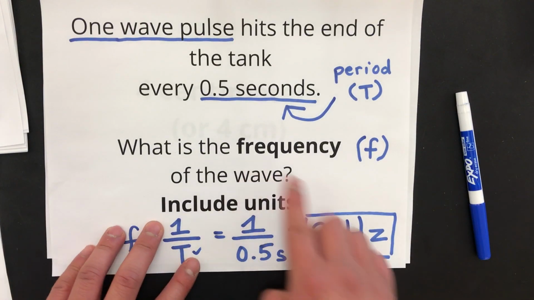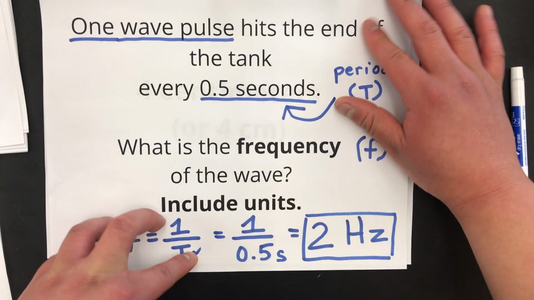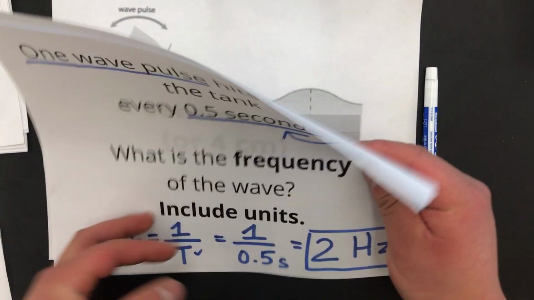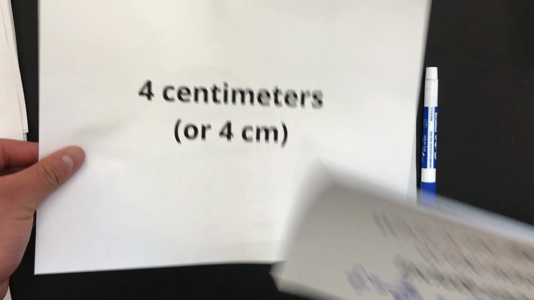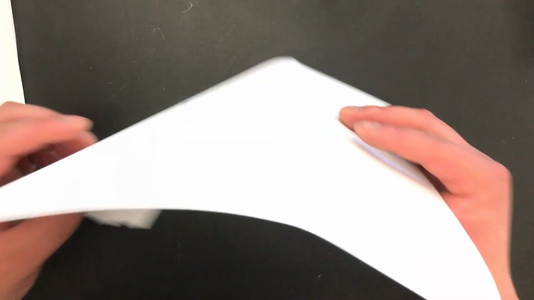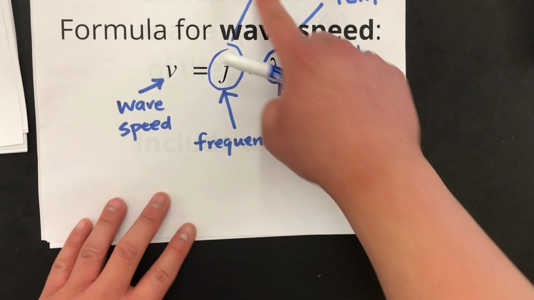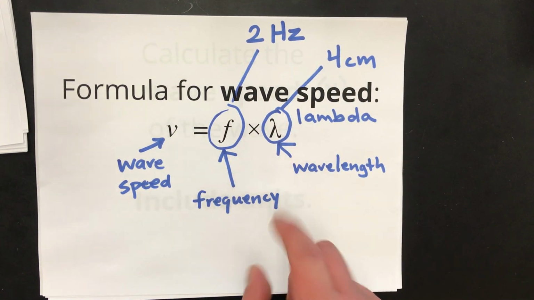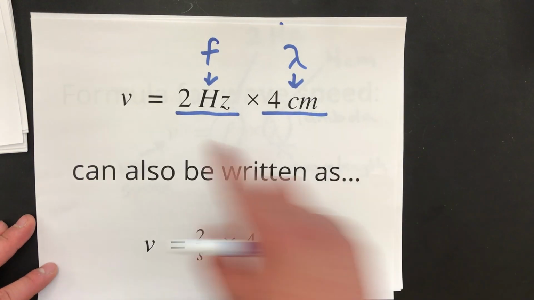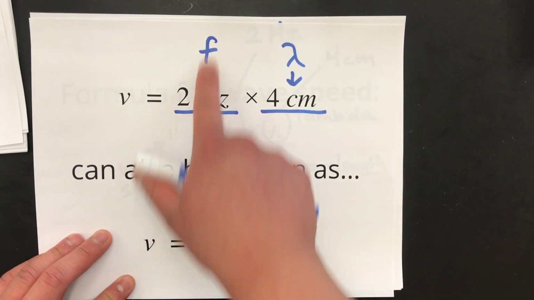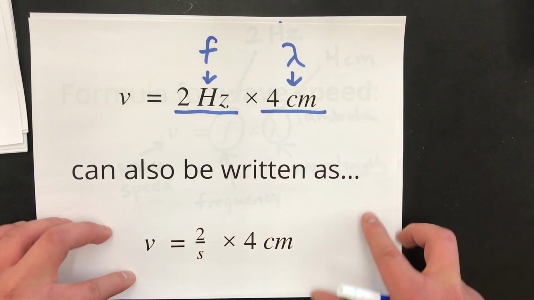Okay, let's see here. Frequency, well, look at that, it's 2. And then, going back to the beginning, the wavelength, yes, the wavelength was 4. So all we have to do is just plug it in. 2 hertz for frequency, and then 4 centimeters for wavelength. So when we plug it in, it's going to look like this. Wave speed is equal to 2 hertz times 4 centimeters. Frequency multiplied by wavelength.